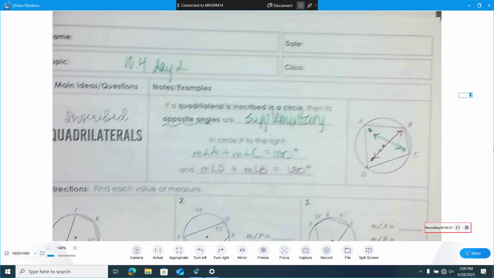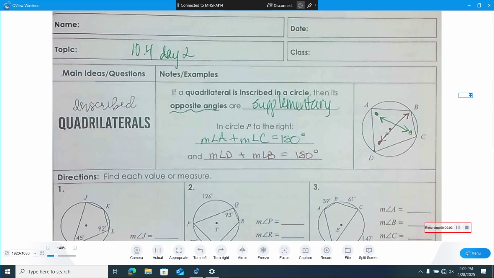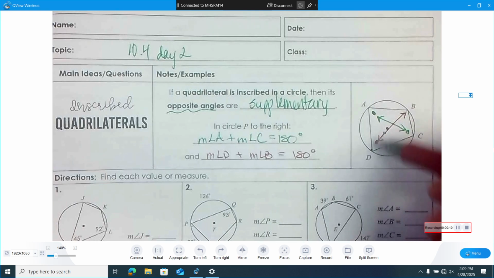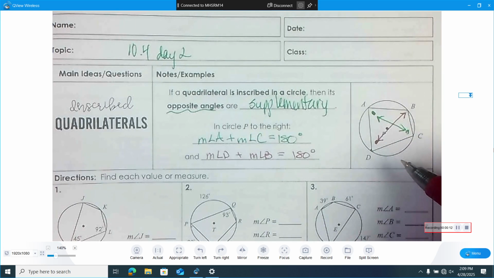All right, so we see that opposite angles are supplementary when you have an inscribed quadrilateral. Brian asked the question, are A and D also supplementary? They are not. They're not necessarily congruent either. But I mean, they could be, but not in this case.